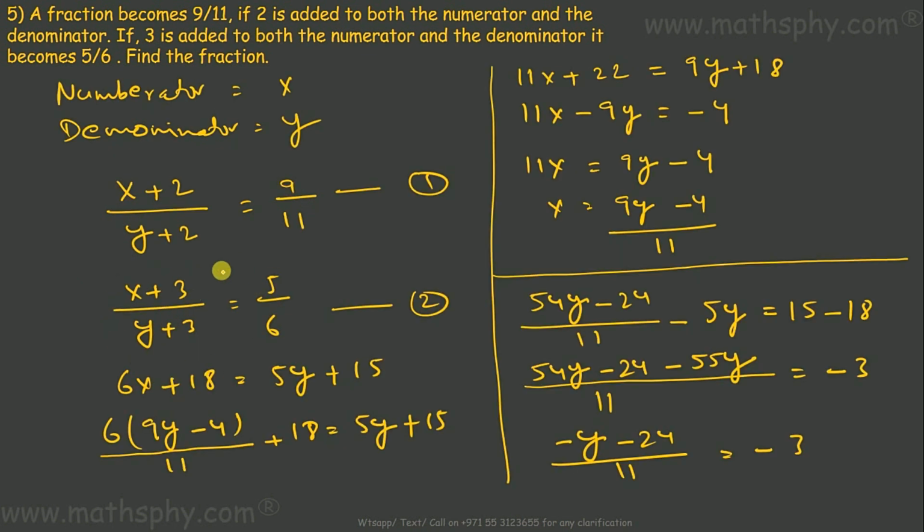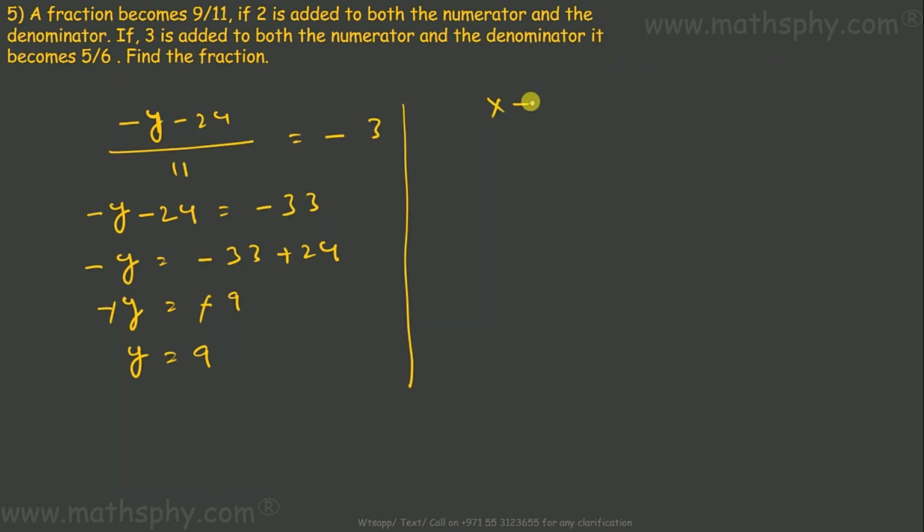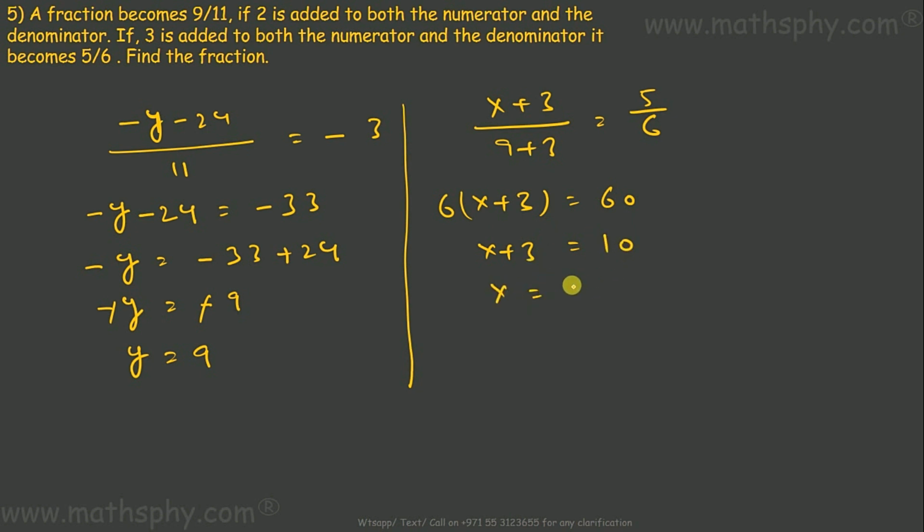Let's take this equation and replace y with 9. (x plus 3) over (y plus 3), which is 9 plus 3, is equal to 5 over 6. So (x plus 3) times 6 equals 9 plus 3, which is 12, times 5 is 60. So x plus 3 would be 60 over 6, which gives you 10. So x would be 10 minus 3, which is 7. So x is 7 and y is 9.